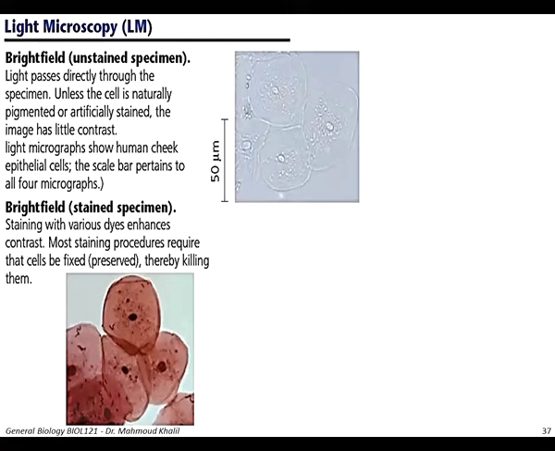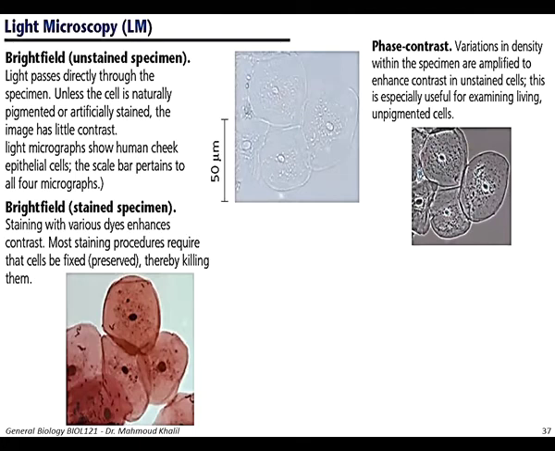But if we stain the specimen, you can use the same bright field light microscope to see the specimen more clearly. In both cases, the specimen is not alive. If you need to stain the cells, they need to be fixed or preserved, thereby killing the cell, and this type of slide can last longer, while with the first type, an unstained, unfixed specimen will not be stored for a longer time.